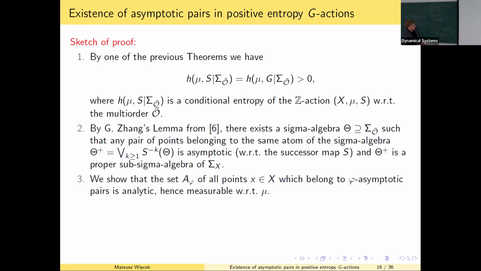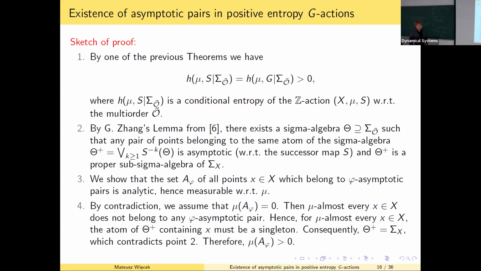Okay, so once we have this sigma algebra by this lemma, then there is only an actually very important step, but maybe quite obvious, that we show that this set of points which belong to asymptotic pairs is in fact measurable with respect to mu, and we do it by showing that this is an analytic set, actually, so it is universally measurable.